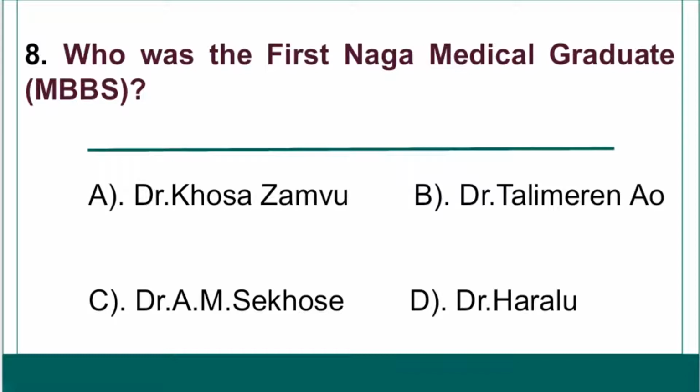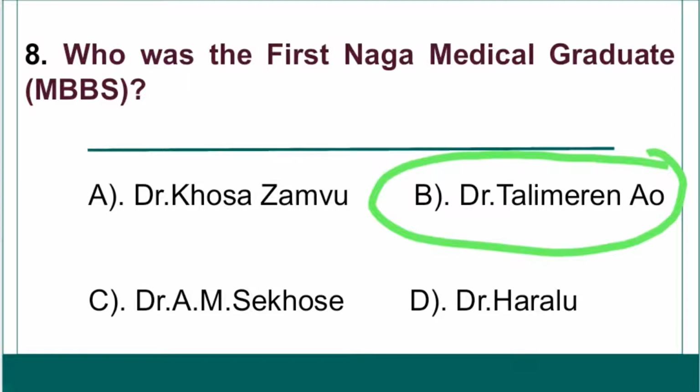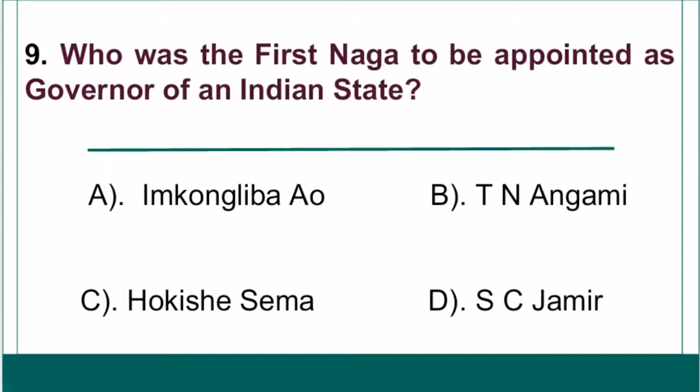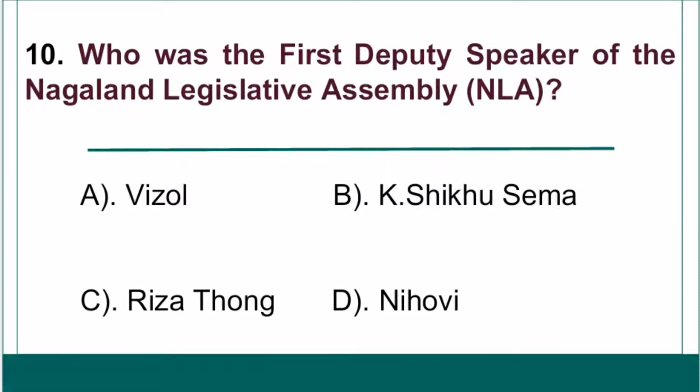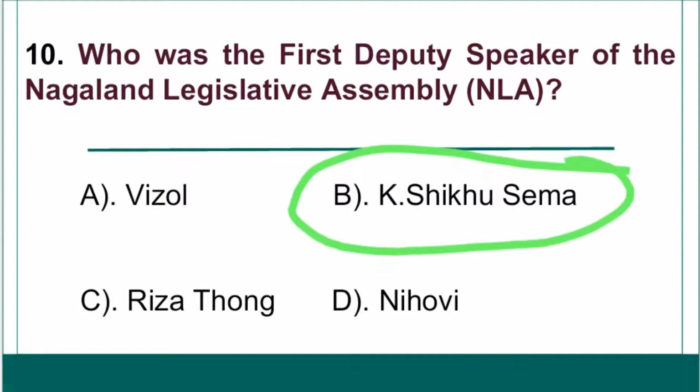Next question is, who was the first Naga medical graduate, MBBS? The correct answer is option B, Dr. Talimeren Ao. Question number 9, who was the first Naga to be appointed as the governor of an Indian state? The correct answer is option C, that is Hokishe Sema. Question number 10, who was the first deputy speaker of the Nagaland Legislative Assembly? The correct answer is option B, Ghokiho Sema.